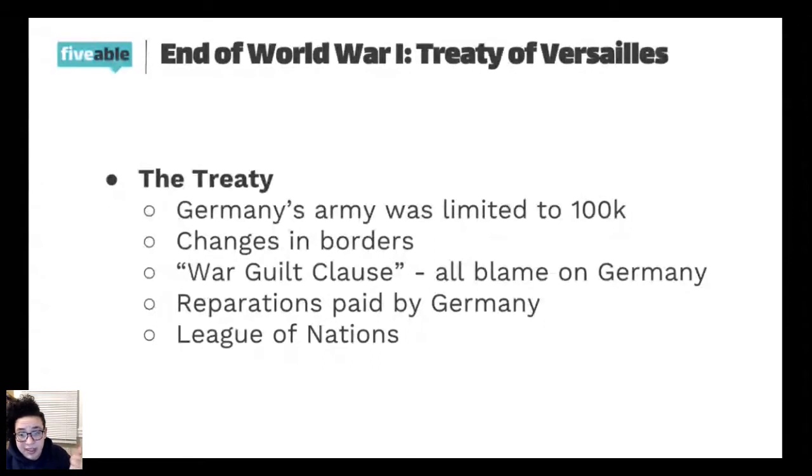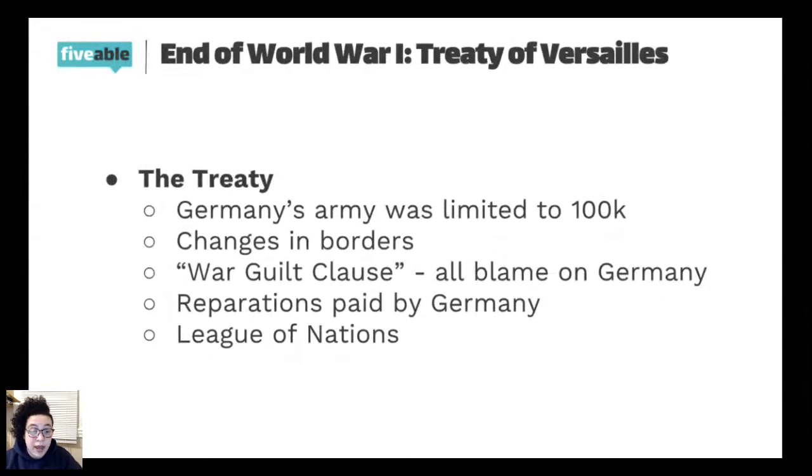Their army becomes limited to 100,000. They lose land. There are changes in borders that change the whole way it's set up. They are literally forced to take all the blame. There's a clause in the Treaty of Versailles that says this was all Germany's fault. But of course, now from looking at all the causes and how complicated it is, it's not so straightforward that it was Germany's fault. We could argue back and forth all day about whose fault this is. So Germany takes all the blame here.